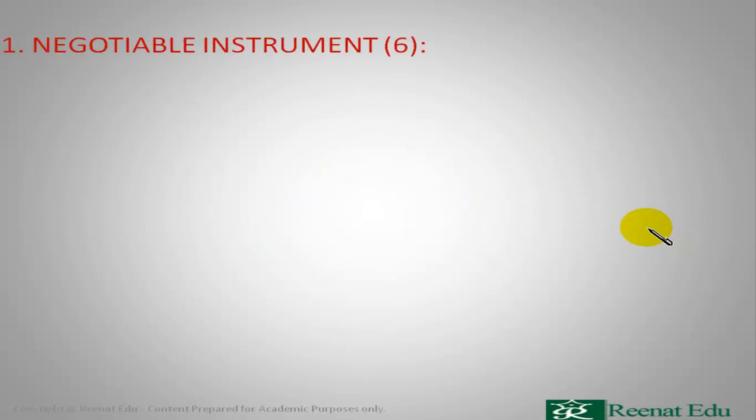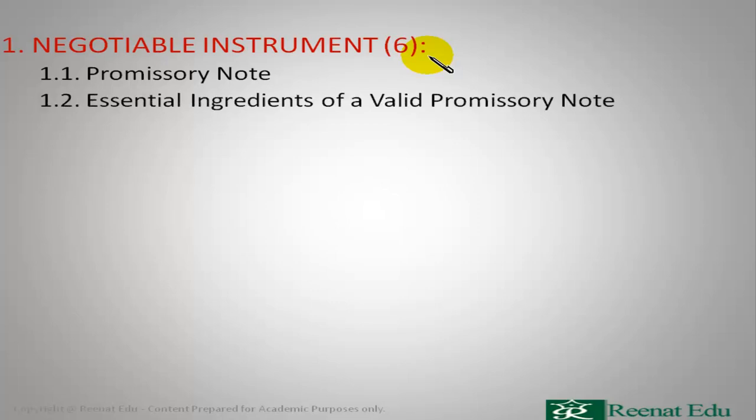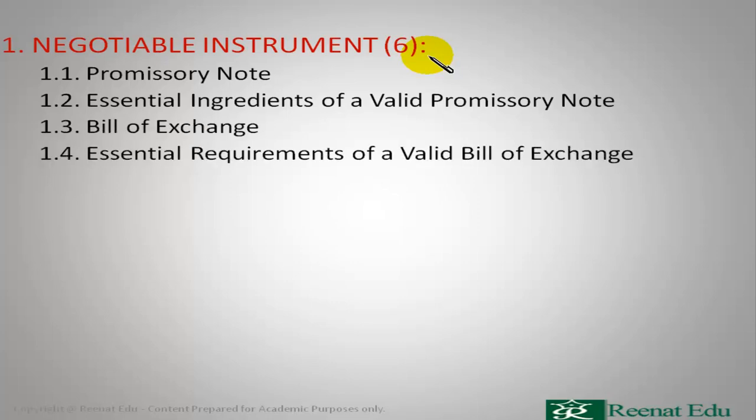So we're going to discuss what those main 9 topics are, and what subtopics they contain, so that we have an overview of the Negotiable Instruments Act. The first one is negotiable instrument, and it contains 6 subtopics, and we're going to see what those are. Number 1 is promissory note. Number 2 is essential ingredients of a valid promissory note, third is bills of exchange, and the fourth is again essential requirements of a valid bill of exchange.